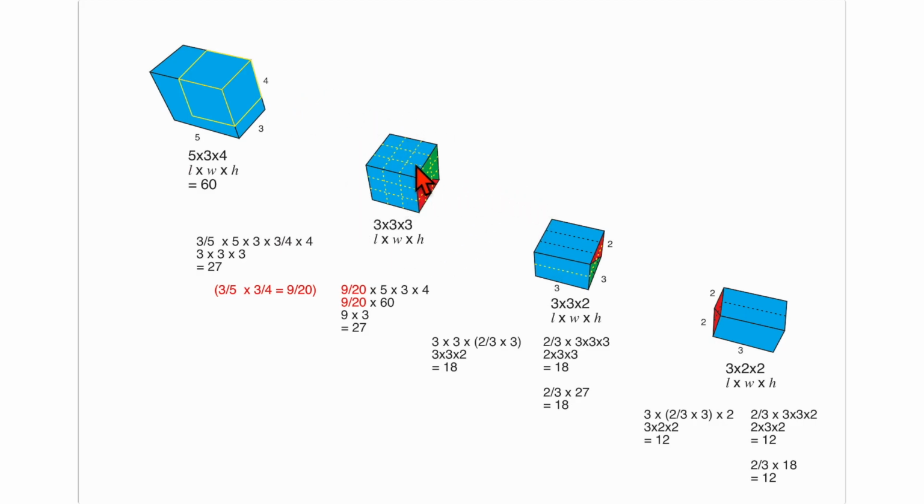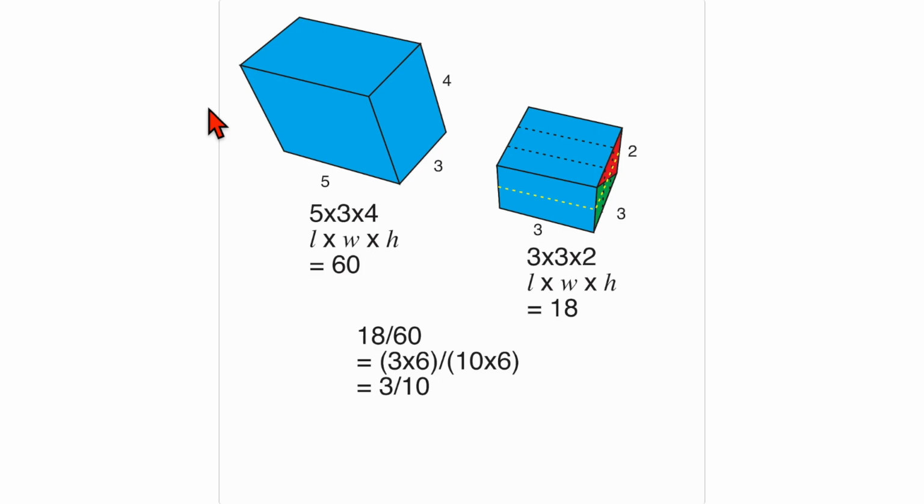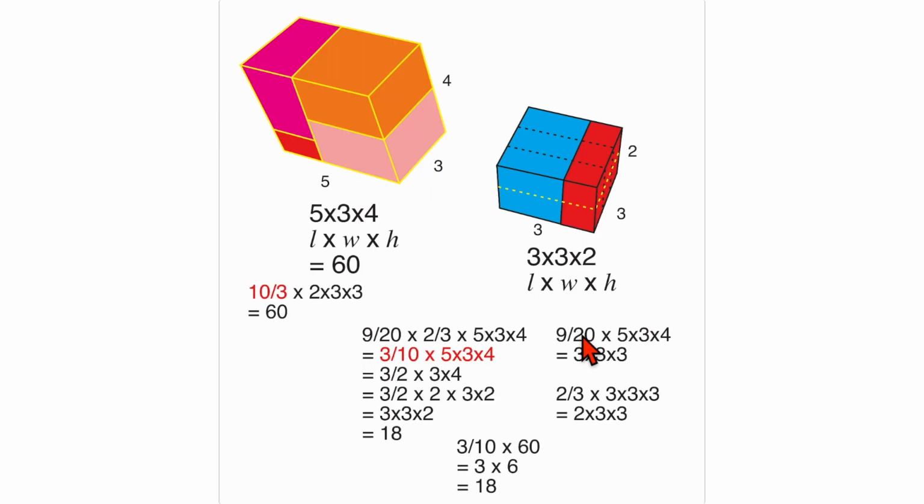So if you connect this calculation to this calculation, but do it in steps, going from this 18 cubic units to 27 cubic units to 60 cubic units, then you can build the relationship between the 18 cubic units and the 60 cubic units. As we saw earlier, the cube is 9/20ths of this 60 cubic unit prism. And that equals the cube, 3 times 3 times 3.